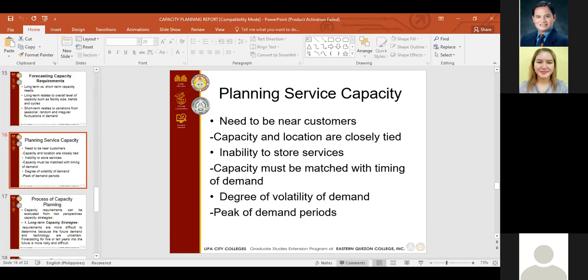Planning service capacity. Planning service capacity needs to be near to the customer, so the capacity and location are closely tied. There is the inability to store services, so the capacity must be matched with the timing of demand. And there is the degree of volatility of demand, which is the peak of demand periods.